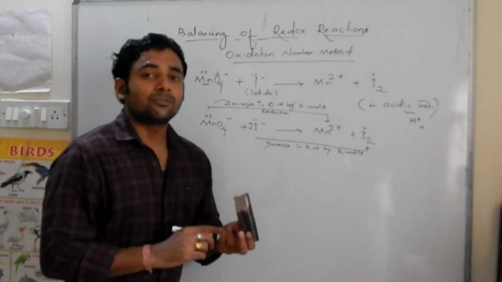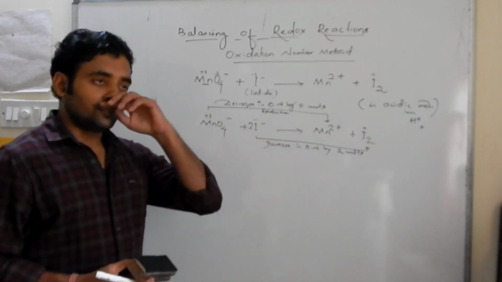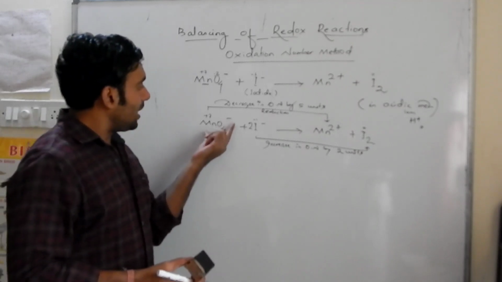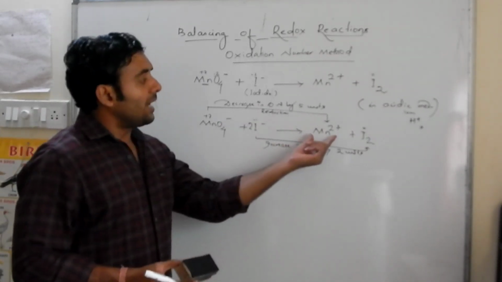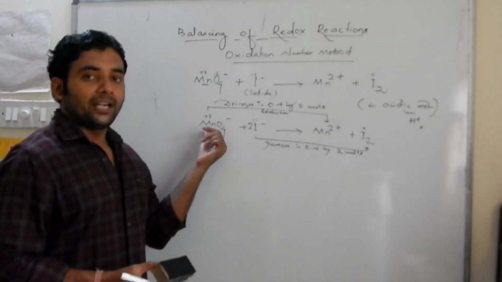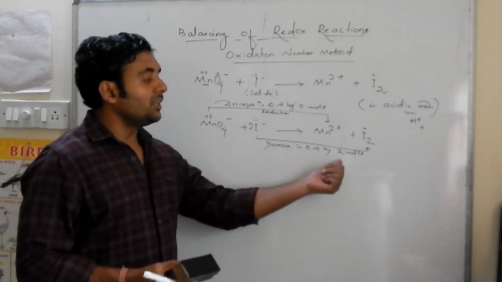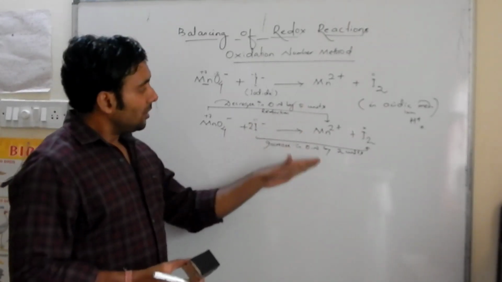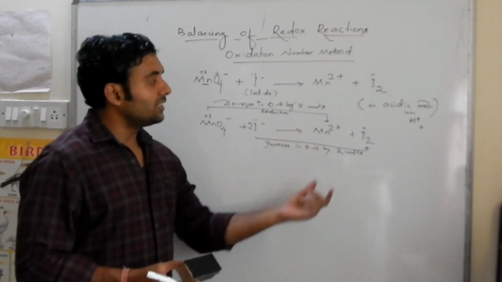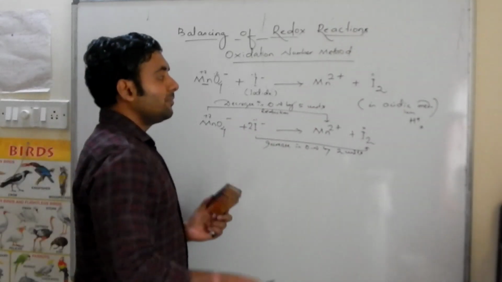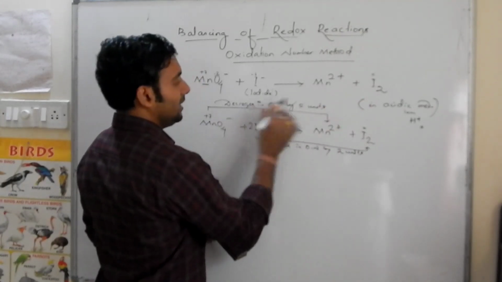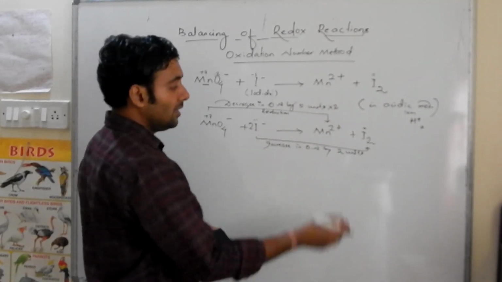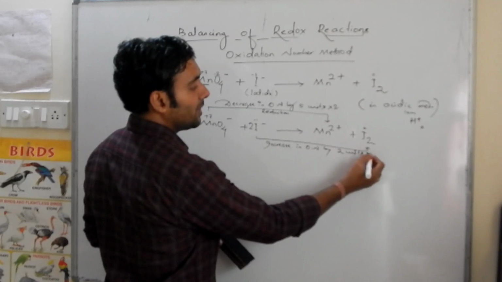In a redox reaction, whatever number of electrons is lost, those many electrons should be accepted by the other species. Here the permanganate ion is reduced to manganese 2 plus, which means there is an acceptance of 5 electrons, whereas the iodide ion is only losing 2 electrons. So we have to multiply these two conversions with some multiplication factor. The LCM of 5 and 2 is 10. So the decrease in oxidation number by 5 units has to be multiplied by 2 so that it becomes 10, and the increase in oxidation number by 2 units should be multiplied by 5.